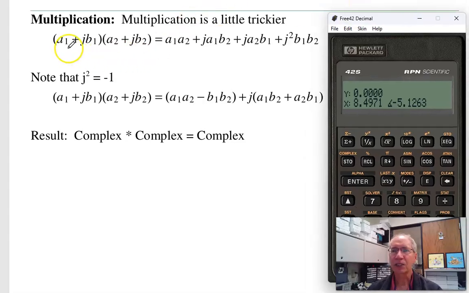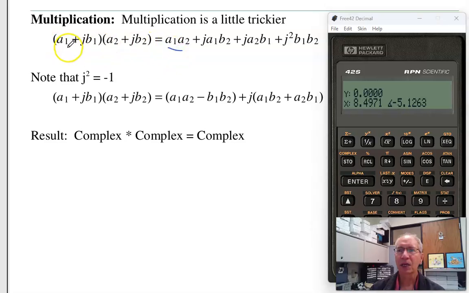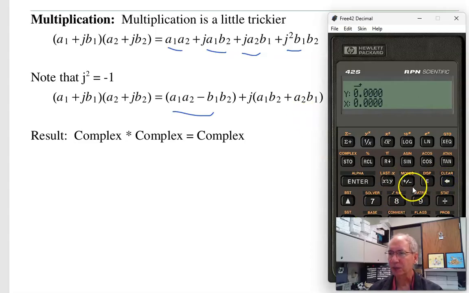Multiplication is a lot harder, but let's multiply two complex numbers. I have a1 times a2, a1 times jb2, jb1 times a2, jb1 times jb2, and j squared is minus 1. So the real part is a1 a2 minus b1 b2. The complex part is j a1 b2 plus j a2 b1. So complex times complex is complex. And that does work out.